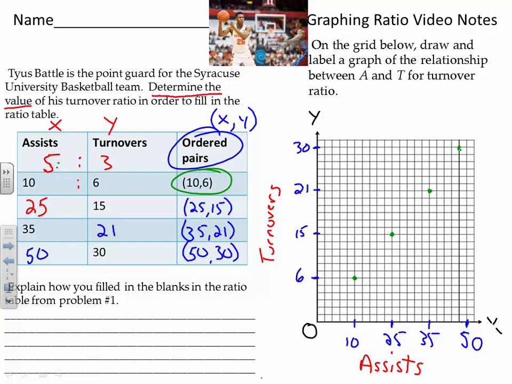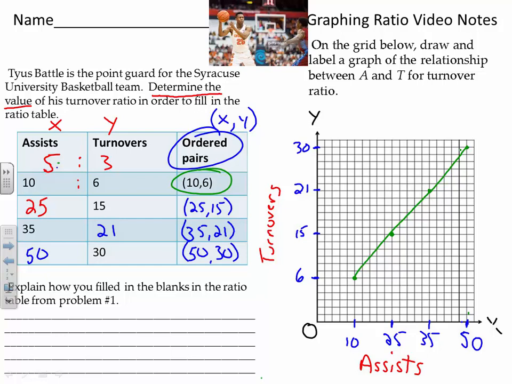Final part of this graph. Oops, I made a mistake there. I didn't go over far enough. My 50 is here. I need to be there. Final part of this graph should be drawing a straight line. So you need to use a ruler or a straight edge of some kind so that your line's straighter than that. So there's our graph.